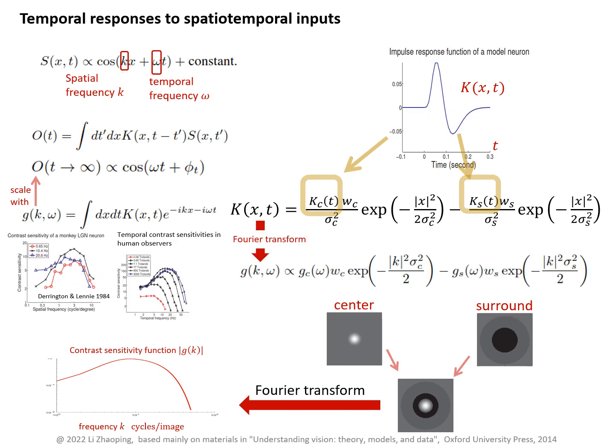You can look up in a book that this spatial-temporal filter gives this contrast sensitivity function, with this temporal frequency function Gc(omega) as the result of the temporal Fourier transform of the temporal filter Kc(t) for the center of the receptive field, and analogously for the surround of the receptive field.